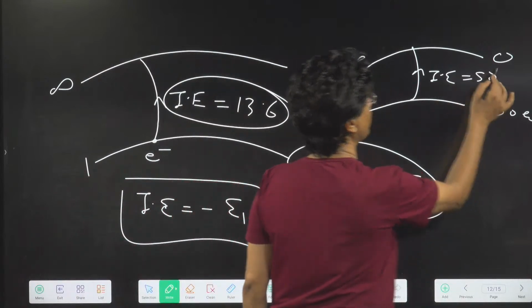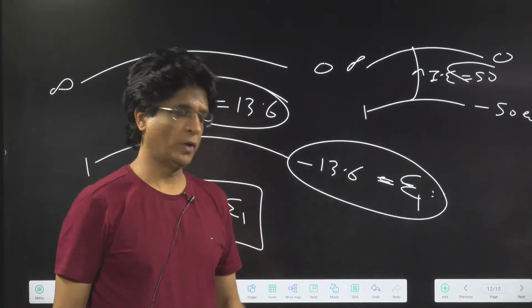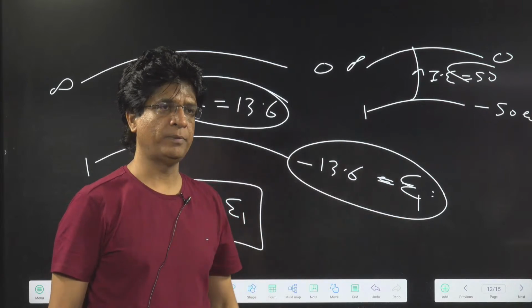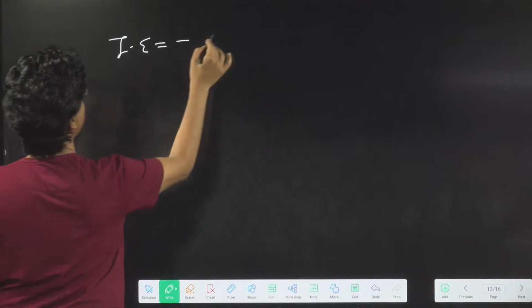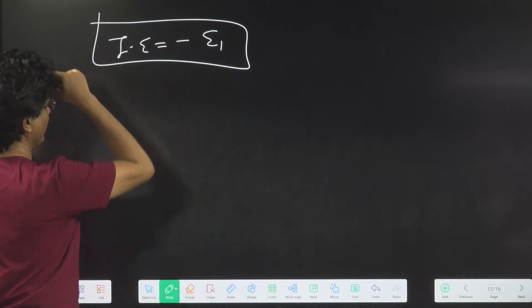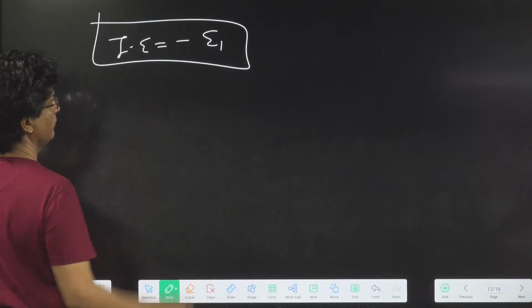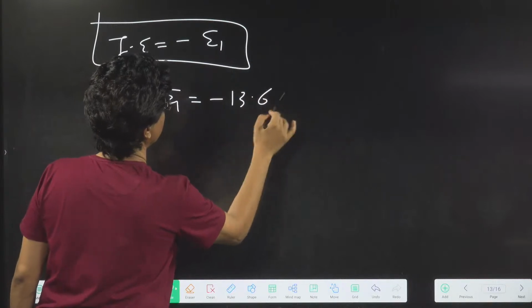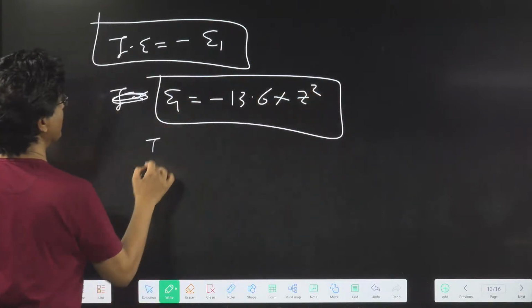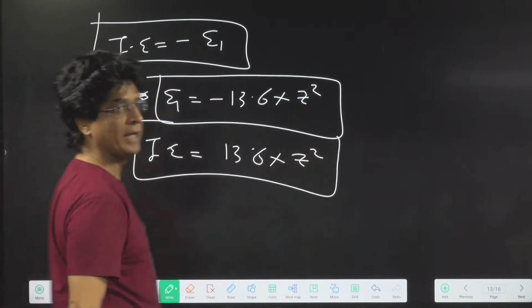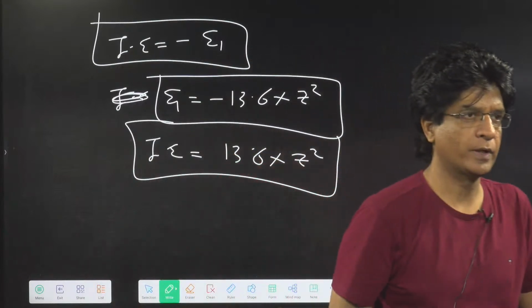It will be 50. Very good. Whatever the value is of E1, make it of opposite sign, positive value. So boys and girls, we are writing that IE will be equal to minus of E1. Yes or no? And if I go with the formula, you know that E1 is minus of 13.6 into Z square. So IE will be 13.6 into Z square. All these formulas will come to your help later on. All of them. Okay? Good.